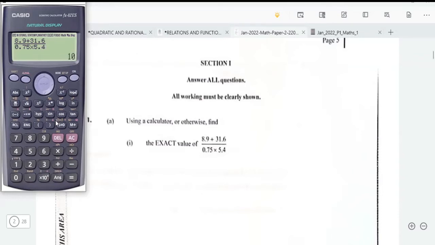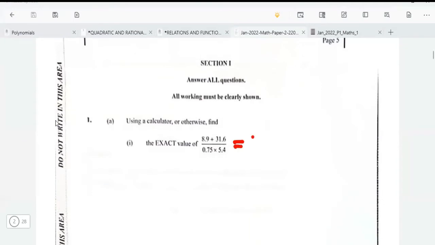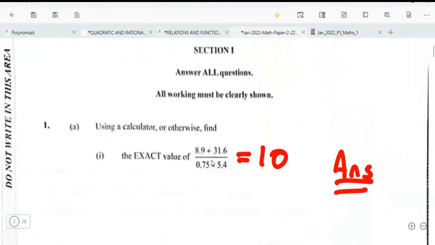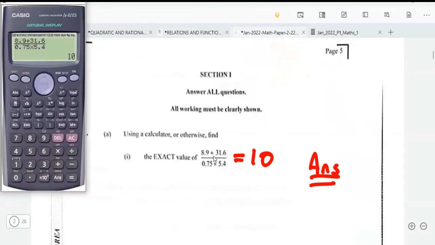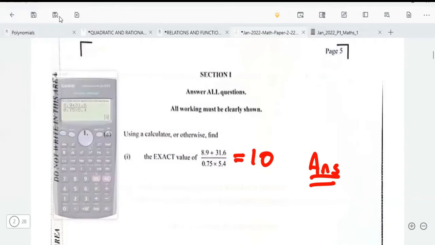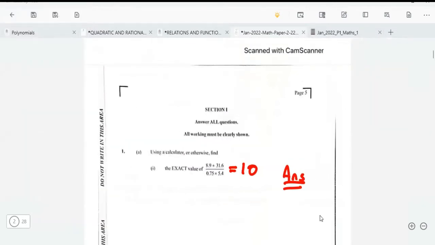The exact value of that is working out to be 10. All right, that's the answer right there. That's 10. Yeah, that works out to be 10. I just had to ensure that it was a plus symbol. All right, so that is 10. So no problem with part 1.